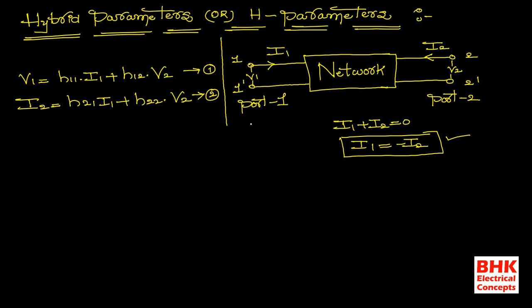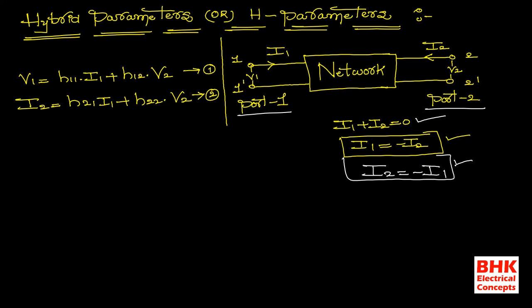On the left side we have port 1 and on the right side we have port 2. In port 1 we apply V1 as a voltage and I1 flows, and in port 2 we apply V2 and I2 flows. Here, the currents I1 and I2 are both incoming to this network, so I1 plus I2 is equal to 0. So we can write I1 is equal to minus I2, or I2 is equal to minus I1. This condition is very important.